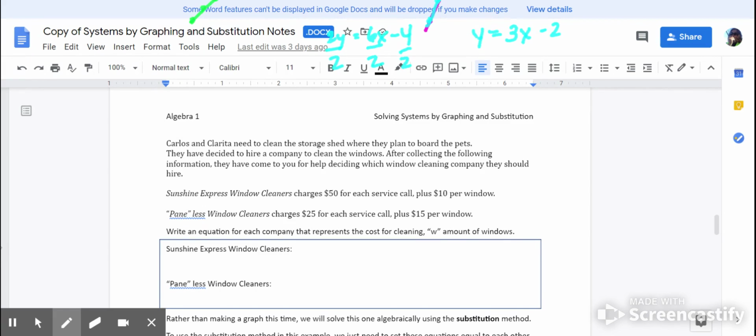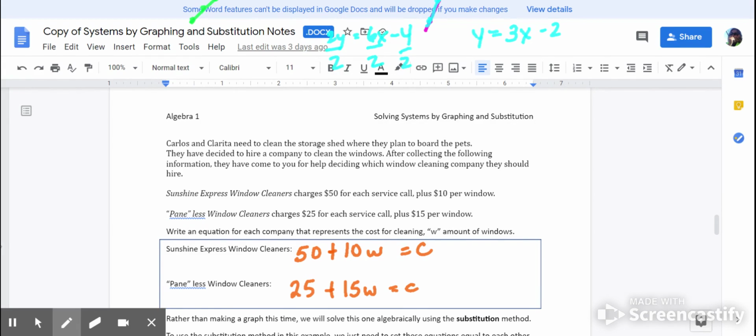We're going to create an equation that represents the cost for cleaning in terms of W amount of windows. So for the first one, Sunshine, we pay $50 for them to come out, and then it's going to cost me $10 per window. That's going to be my cost that it takes to clean the windows. For Painless, they only charge $25 for coming out, but they charge $15 per window as my cost.